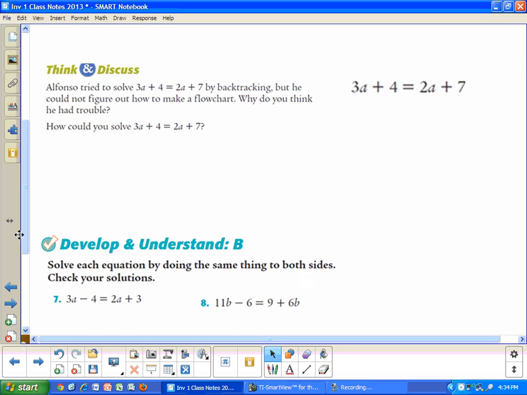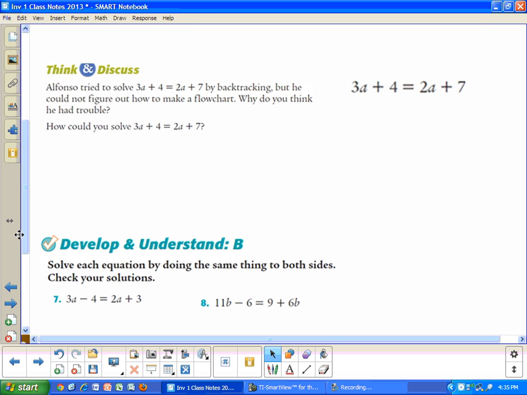All right, some things we can't use backtracking for solving. Alfonso tried to solve this equation, 3a plus 4 is equal to 2a plus 7 by backtracking. Why do you think he had trouble? If you want to pause here and think about that. The reason is because you can only backtrack if you have your variable in one spot, and in this case we have the variable in 2 places.